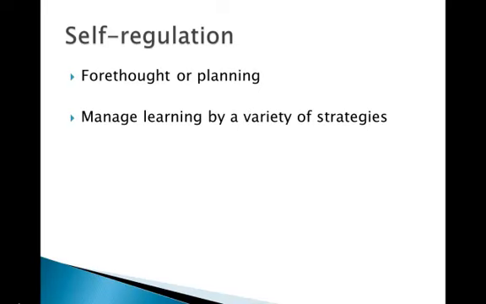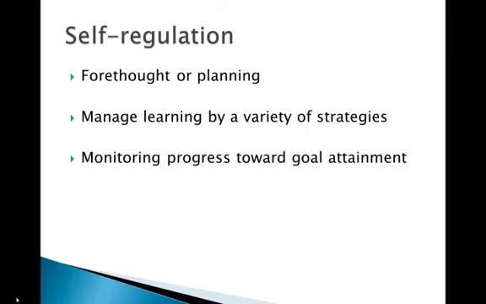Also, if we're going to self-regulate, we have to manage our learning by a variety of strategies. We have to figure out how are we going to do this? How are we going to accomplish this task? And there might be a variety of strategies to do so. And the third source of self-regulation, or the third process, is monitoring our progress toward goal attainment. Let me give you an example of this.